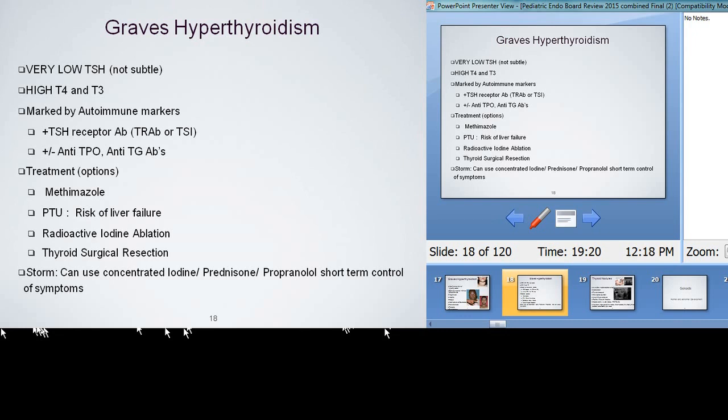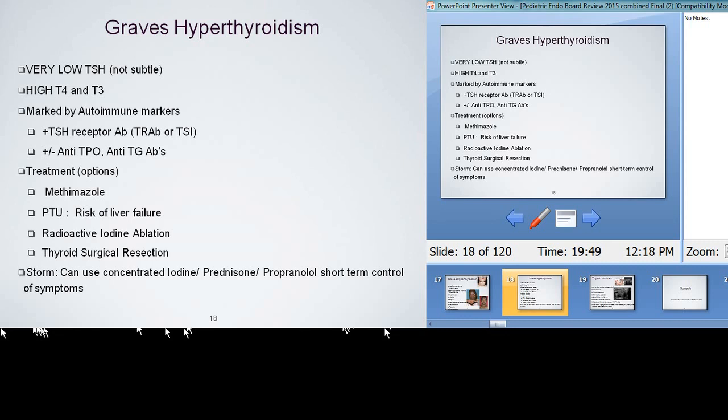The only time we really use PTU is the first trimester of pregnancy, because methimazole has some teratogenic effects. So we'll use PTU in the first trimester of pregnancy, then we'll go to methimazole in the second and third trimester. Also, if somebody had already had methimazole and got some side effect on it, as we transition them to a more permanent treatment, we might want to use PTU for a week or a short period of time.